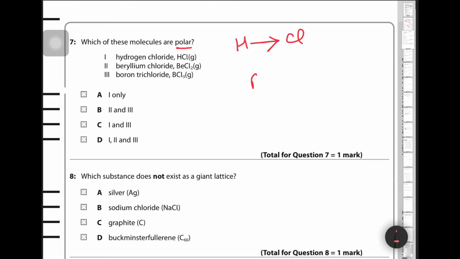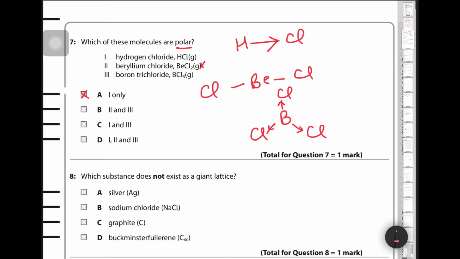And if we see BeCl2, this is not a polar molecule because the dipoles are in opposite directions. They cancel out. So this is not polar. And if we look at BeCl3, same thing is happening over here. BeCl3 is also a non-polar molecule. So my correct answer is A. HCl is the only polar molecule here out of these three.